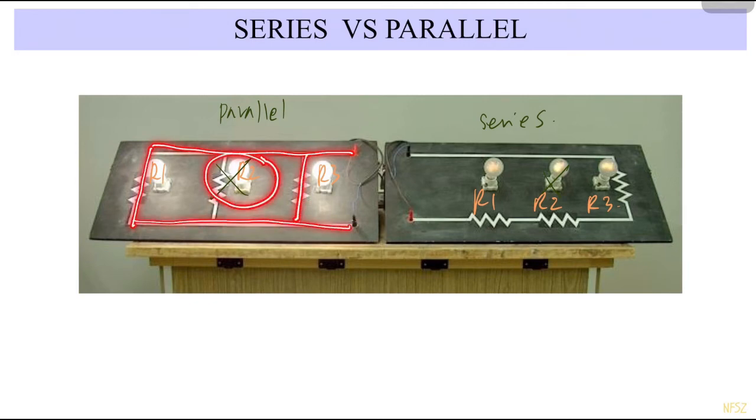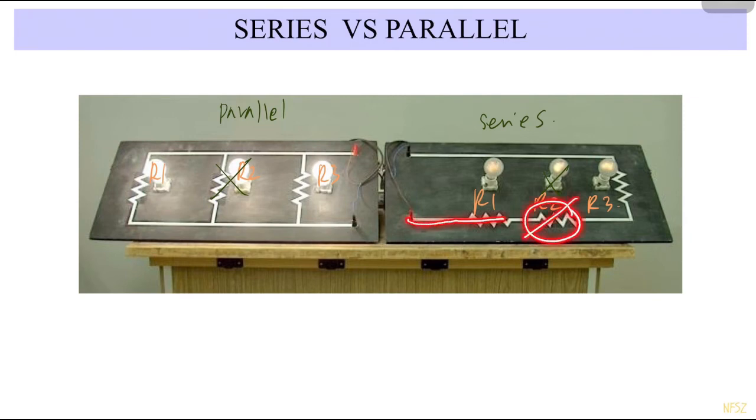Tetapi kalau for series arrangement, you can see here, kalau R2 ni rosak, kat sini terus putus, circuit ni putus dekat sini. Ibaratnya macam ni, lopong dekat R2. Macam jambatan dah roboh, so current tu there's no way to flow. Circuit awak putus, so semua lain tak boleh guna.